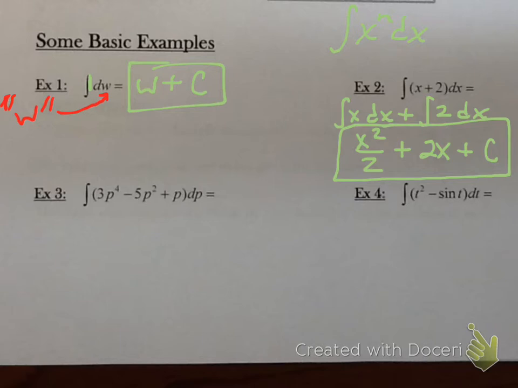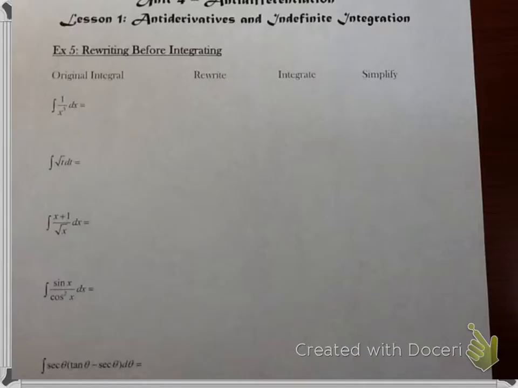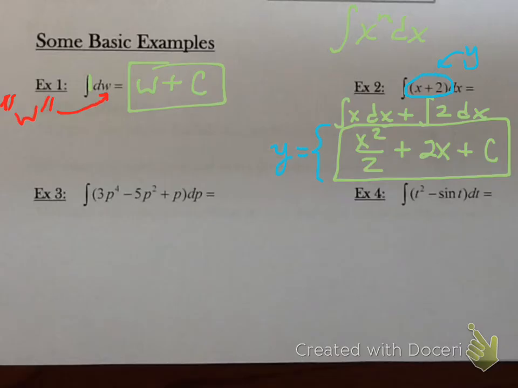How do I know if I'm doing this correctly? Well, look, take a look at your answer. If you derive this, if we treat this as y, then when we derive that, what we get is the original integrand. That should represent y prime. So look right in here for y prime.